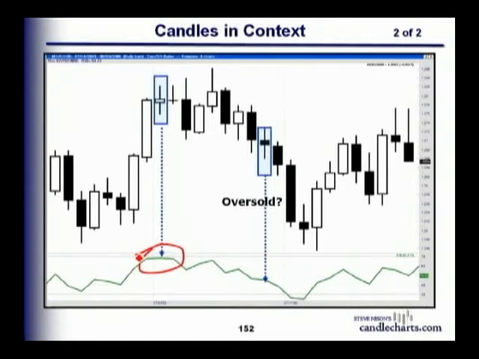So is the market overextended with that second high wave candle where I had the word oversold in question mark? Is it overextended on the downside? No. That high wave candle is likely not going to be that important. This other high wave candle, is the market oversold? Yeah. The market is more likely to rally with that.